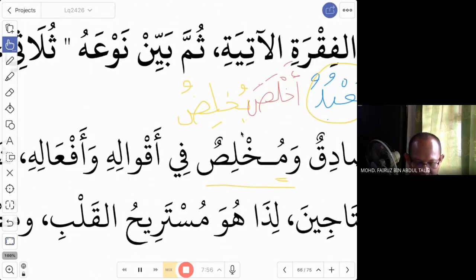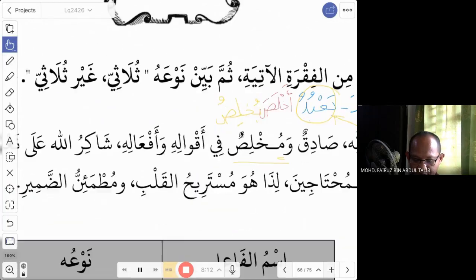You can translate this with the meaning of its verb. So he is sincere. Yukhlisu fi aqwalihi, in his sayings, wa af'alihi, and in his deeds. Af'al, fi'l, in his deeds. Okay, next jumlah.